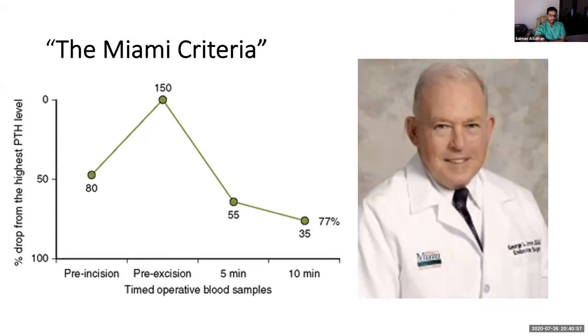So as you can see in this diagram, this is George Irvin's criteria. You do a pre-incision, then a pre-excision, and then 5 and 10 minutes. Your baseline is the higher of the two, the pre-incision and pre-excision, okay? That should be your baseline for the drop. As you can see in this diagram, there's a 77% drop from the 150. So here, this is your baseline one and baseline two. You choose whichever is higher, and then you calculate your drop, and you can see here 35, which is 77%, okay?